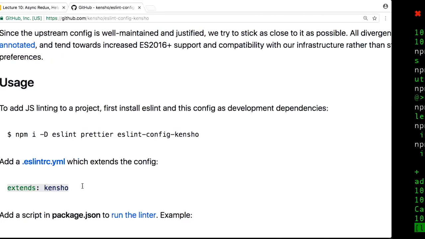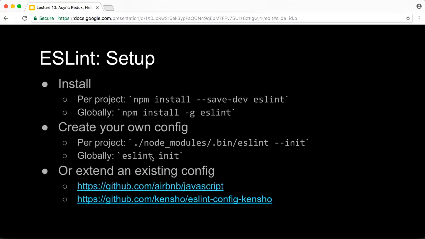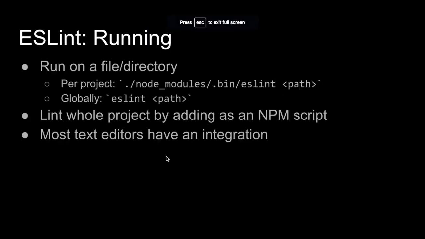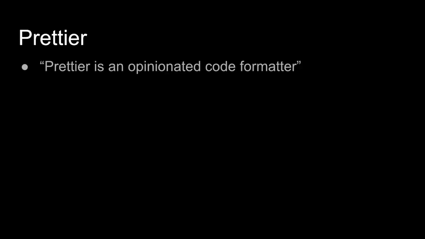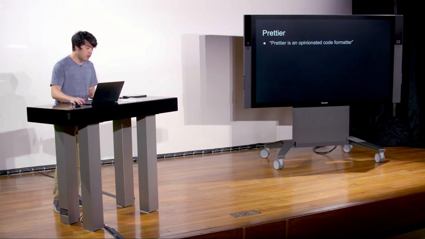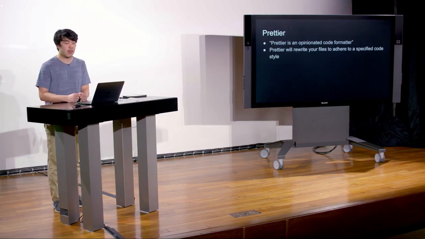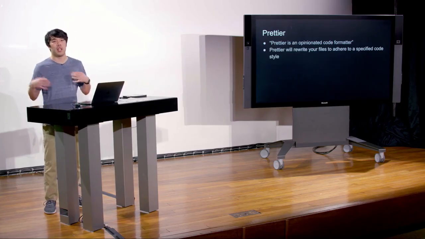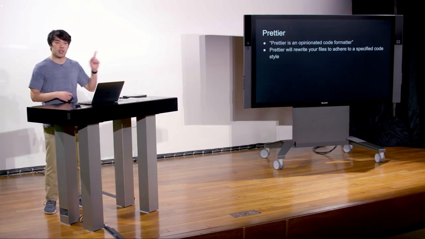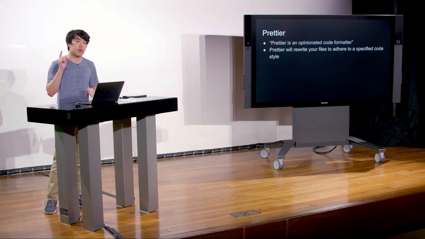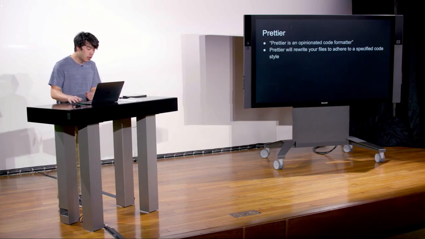And what exactly is prettier? It's something that I mentioned earlier today. And it's a very opinionated code formatter. What the heck does that mean? Well, it'll actually rewrite your files to a specified code style. So rather than ESLint complaining and saying, hey, your code isn't styled correctly, Prettier will actually say, hey, your code isn't styled correctly, and I'm going to rewrite it to style it correctly for you.